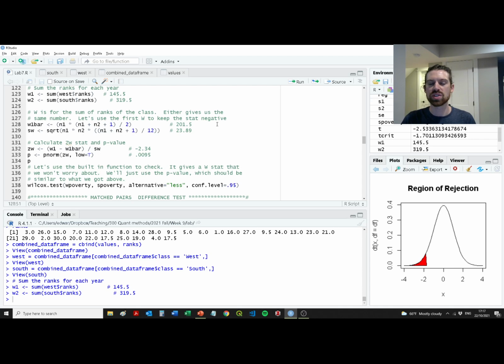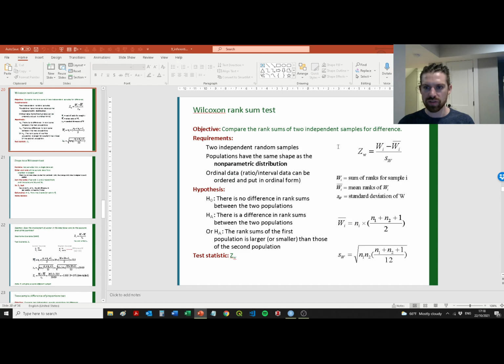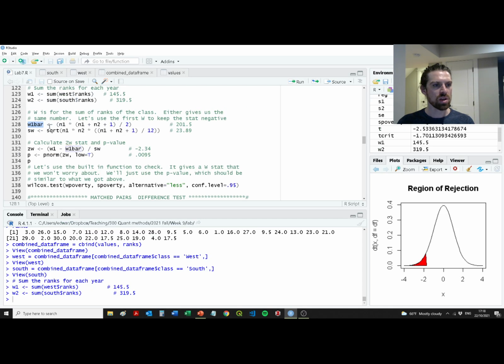It doesn't matter which, it's just going to depend on the sign that you're going to get for the final test statistic. So we can get this W1 bar value, which is this one here, which we're going to need to calculate in this way. So Ni times, and then we need to get the outcome of this equation here. So basically, I've reproduced that here for you.